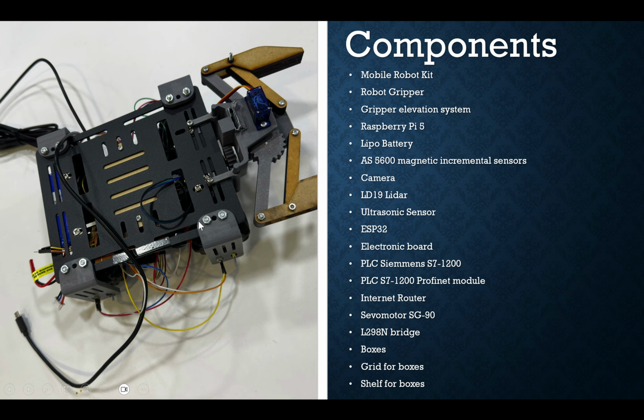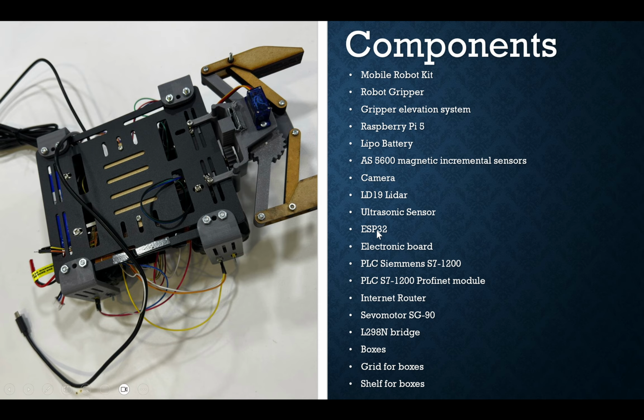Finally, we can see a photo of this implemented and several components that were considered for this stage. We can see the mobile robot kit that was provided, the robot gripper that was designed, the gripper elevation system that was also designed, the Raspberry Pi 5 that is below the case, the LiPo battery, the magnetic sensors that are just here, the camera that I didn't mention before but will be positioned in this place, and the ultrasonic sensor that will be below for detecting if the box is close enough so the claws of the gripper can close.